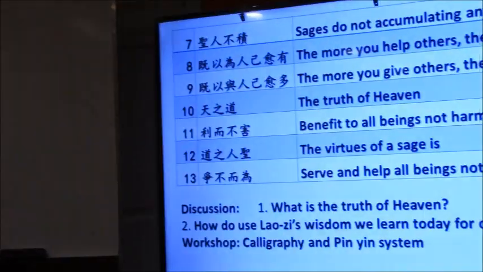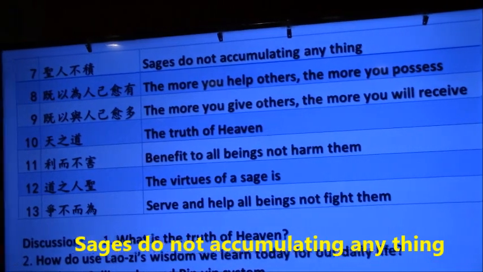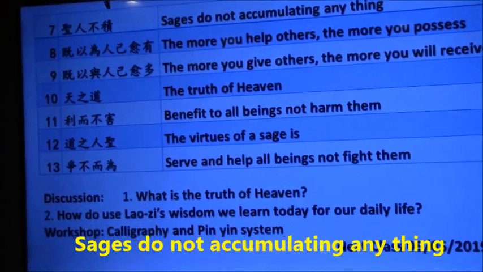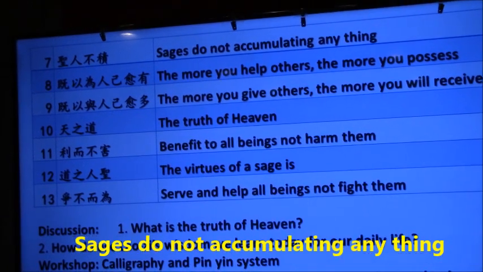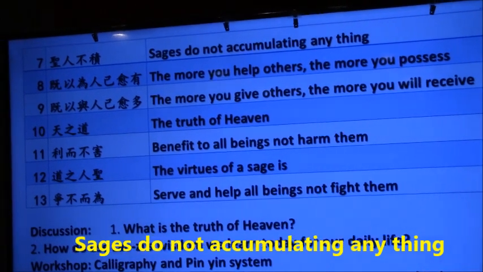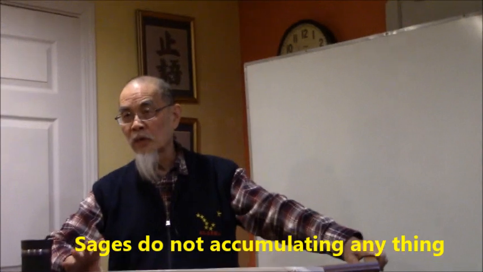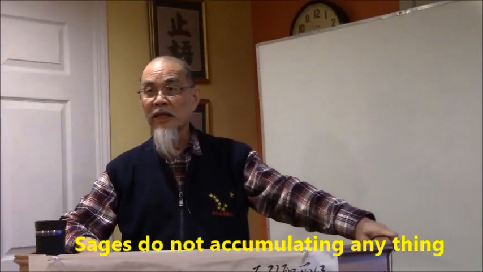So the first few sentences talk about the real situation in our world. And the second part is how the sages, or what we call the saints, deal with the situation. What are they telling us? The first thing: the sages do not accumulate anything, meaning they stay away from material needs. We try to make things simple, make our life simple, deal with things very economically, use the simple way of dealing with things. We don't need to accumulate a lot of things.